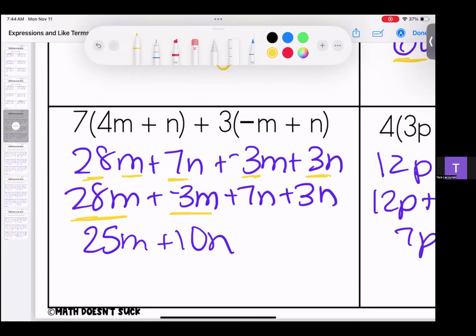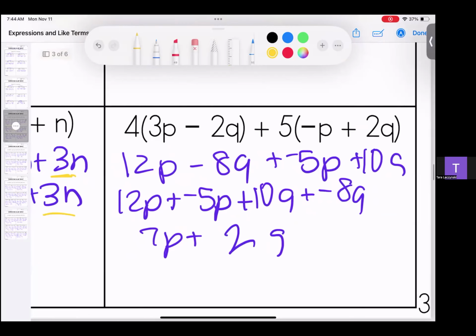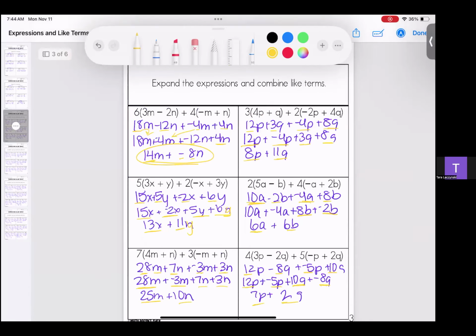18 minus 3 is 25, bigger numbers positive. 7 plus 3 is 10, and they are both positive. Over here, 4 times 3 is 12, 4 times 2 is 8, 5 times 1 is 5, 5 times 2 is 10, negatives where they need to be: 12p and negative 5p, 10q and negative 8q. 12 minus 5 is 7, bring your p. 10 minus 8 is 2, bring your q.